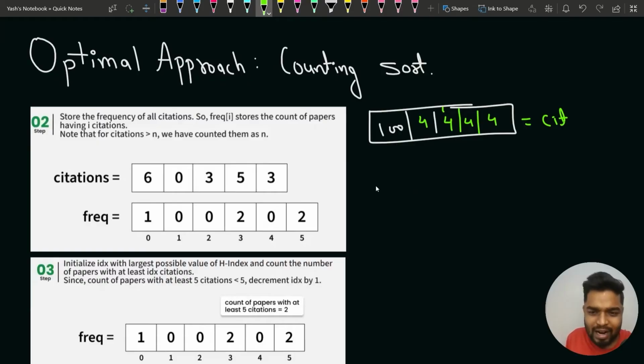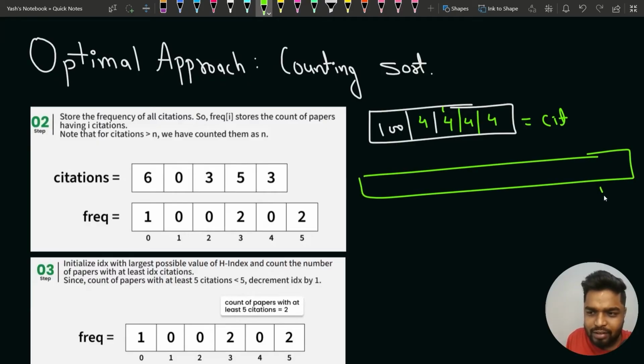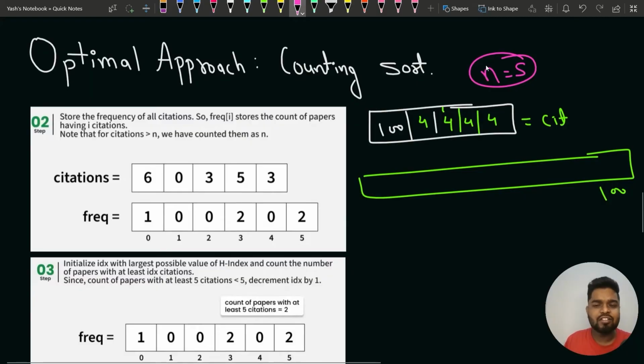Now the thing is, why did we not declare the frequency array of 100 size? The reason is, think about practical terms. The size of the array is basically 5, so there will be no more than 5 papers. So the h value for this particular array can never be 100. Understand this thing very clearly. The h value of this particular citation array can never be 100.